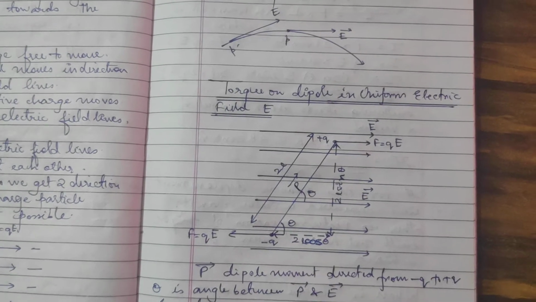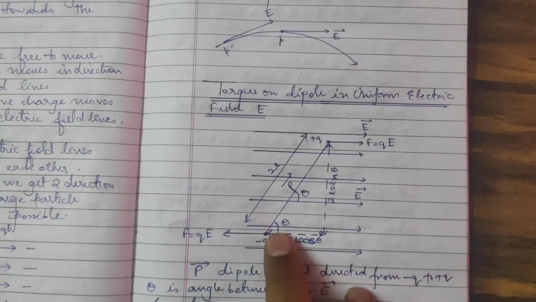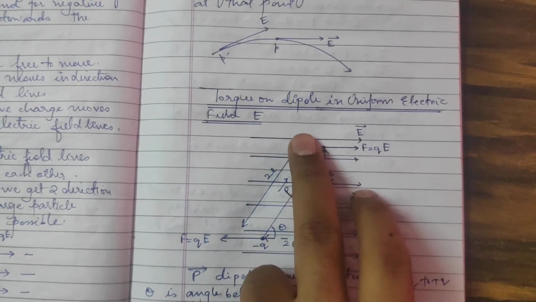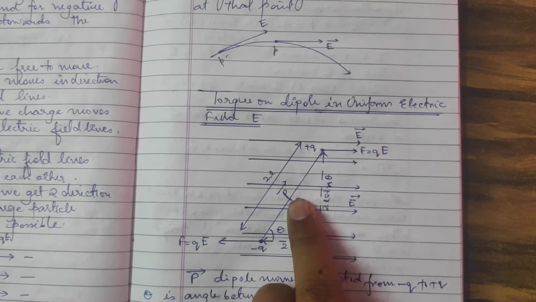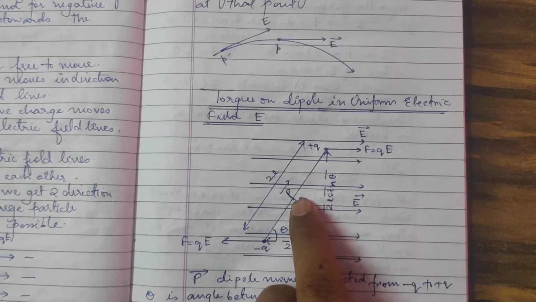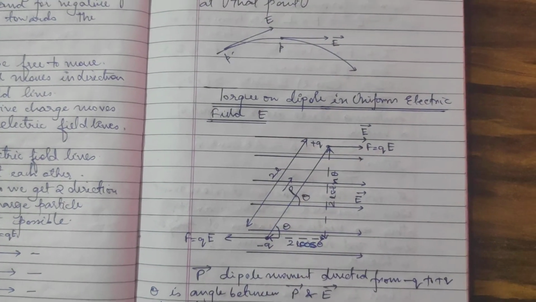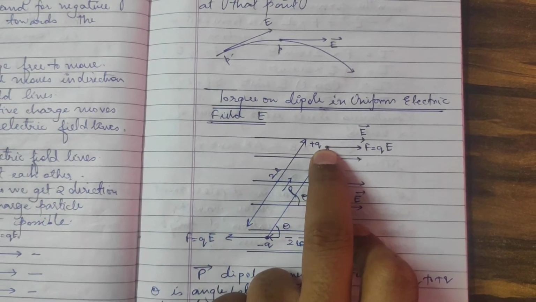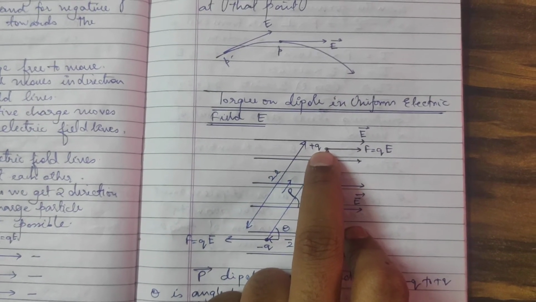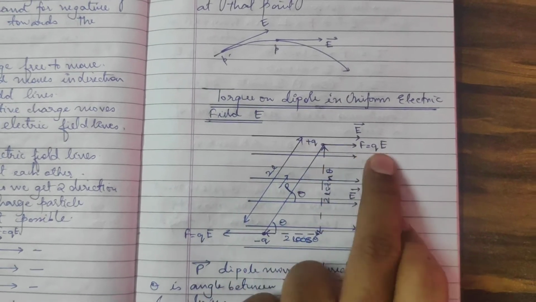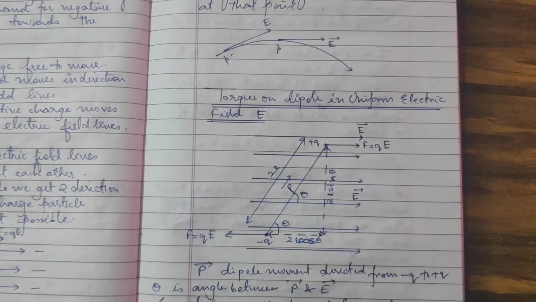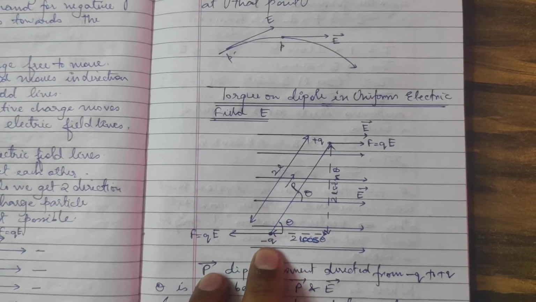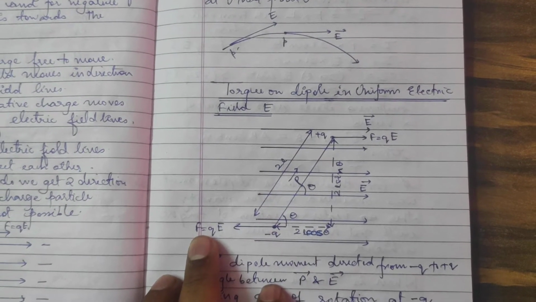Now, the distance between these two opposite charges, minus q and plus q, is 2L. So the magnitude of vector P will be equal to 2qL. If we consider plus q separately, it is a positive charge, so it will experience force in the direction of the field. And the negative charge will experience force opposite to the direction of the field.